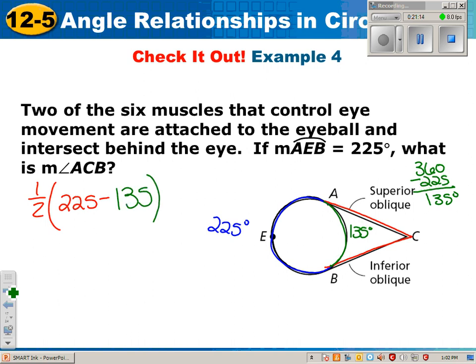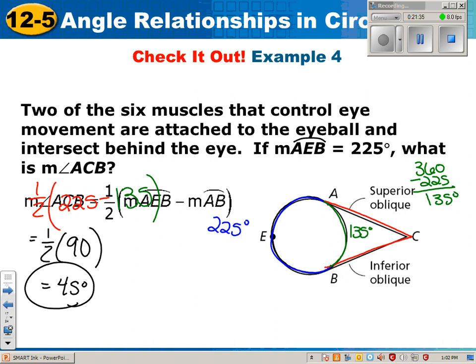So I would do my work kind of over to the side to find that arc so that then when I plug it into my formula, I don't make the mistake. What's 225 minus 135? 90. Half of 90 is? Don't forget your degree symbols. Any questions on that?